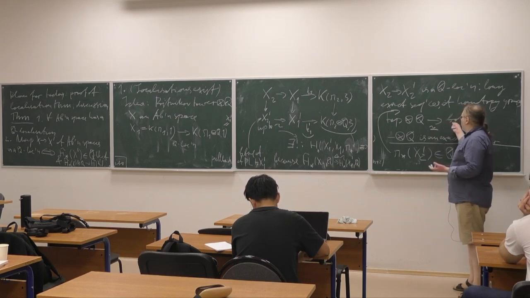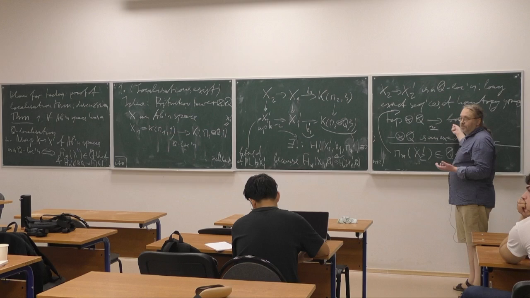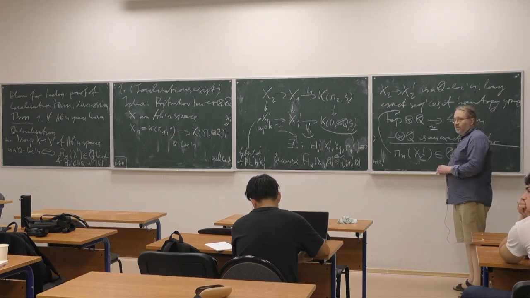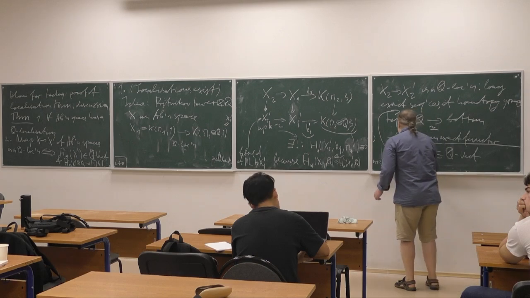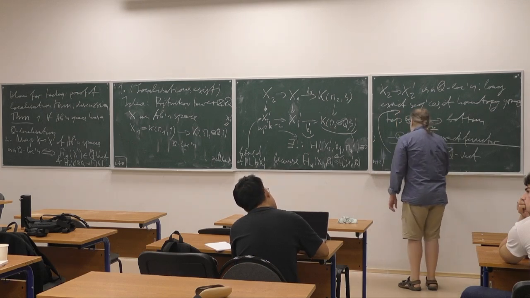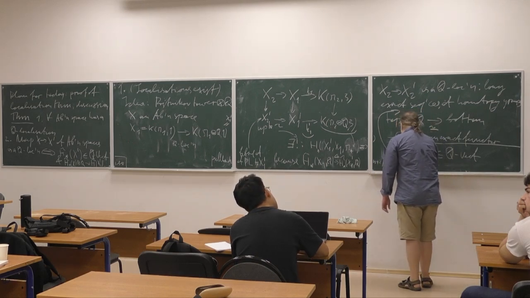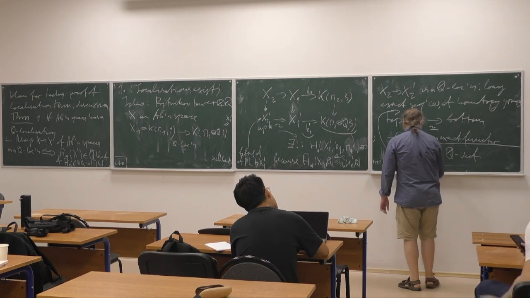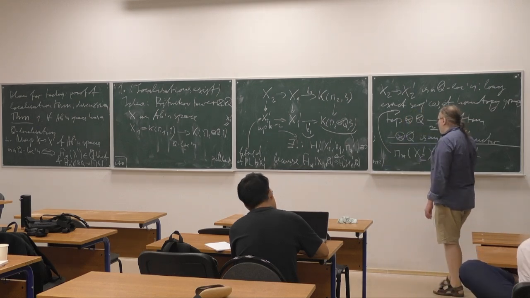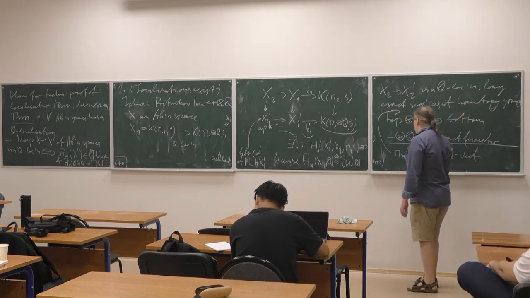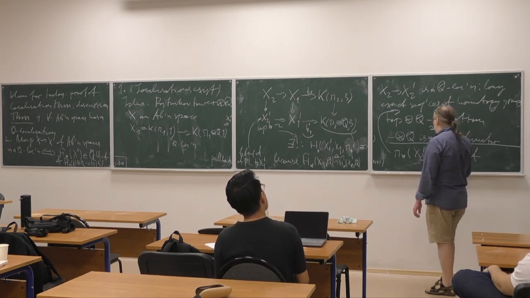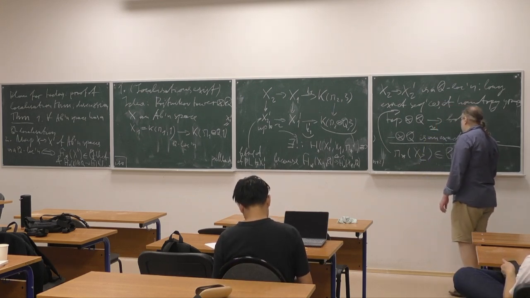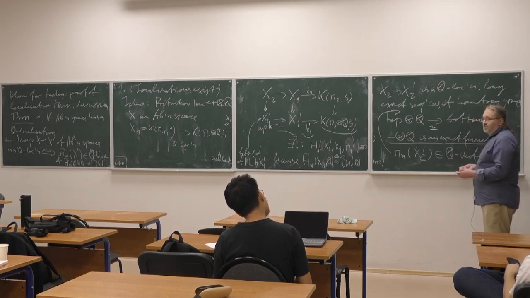This is only guaranteed if the target group is a Q vector space. Well, this follows basically from the 5 lemma.